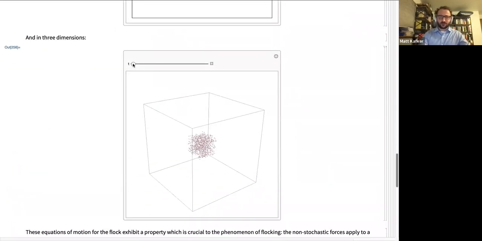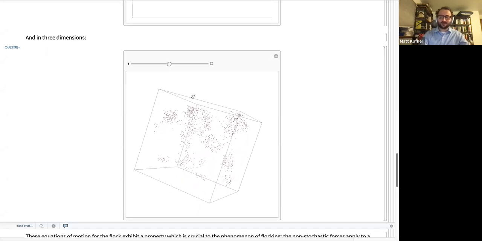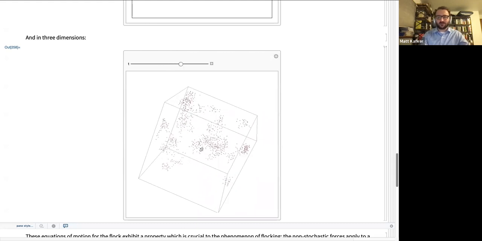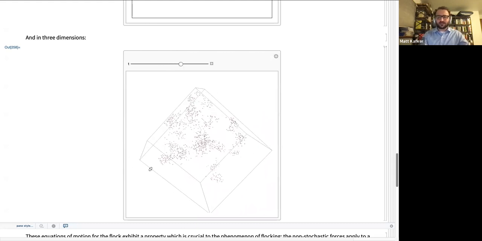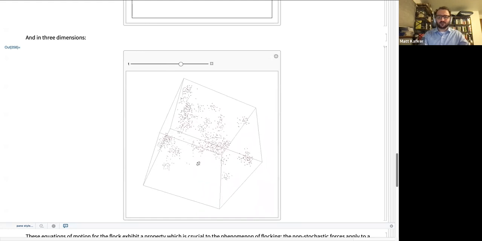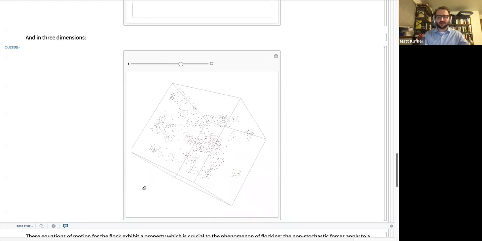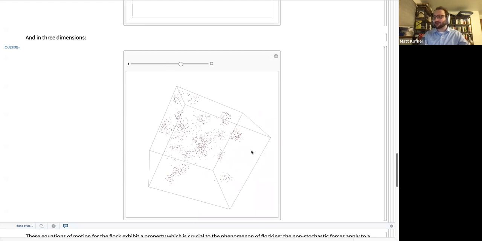Here's a 3D bird flock. Again, this is largely for aesthetic entertainment at this point, because we can't really assess these things, and it's also very difficult to visualize 3D evolution on a 2D screen. But if you just look at the static slices of this, you might be able to convince yourself that they're clumping together in a somewhat realistic way.